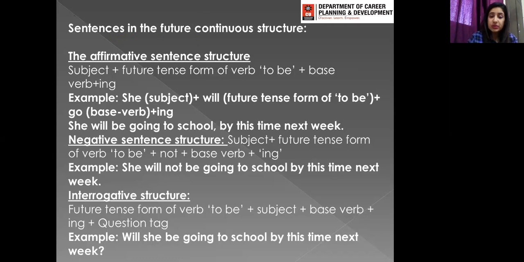The subject is going to be there, and then going, be, shall be, will she be going to school by this time next week? So this is the structure of the interrogative sentence.